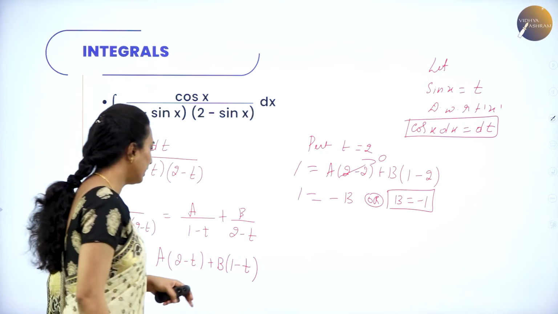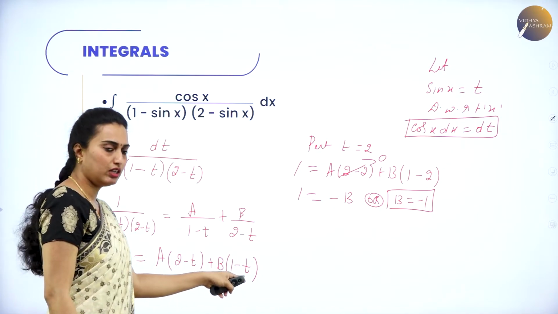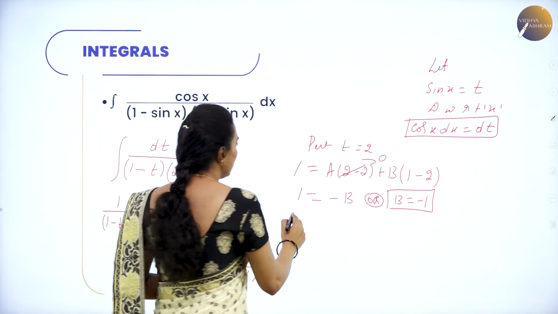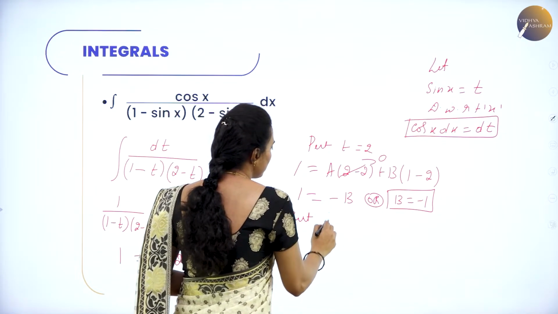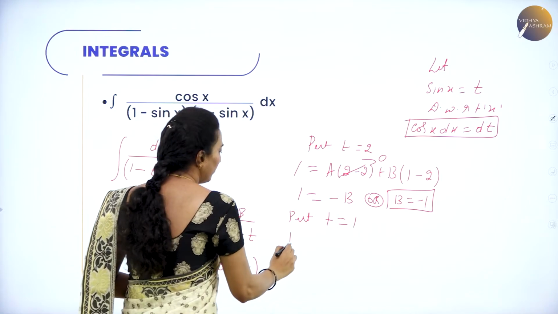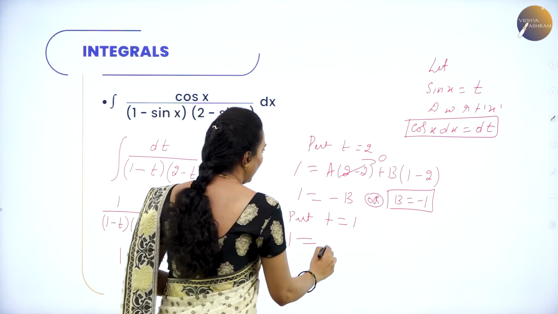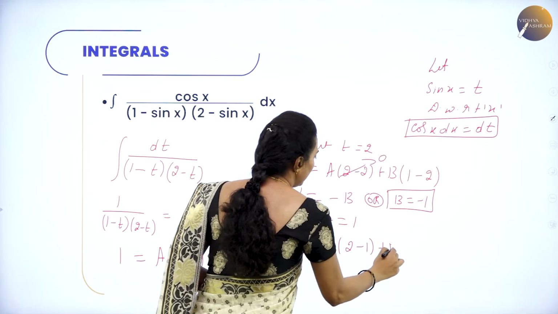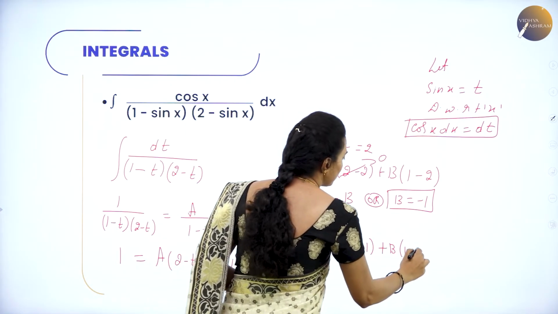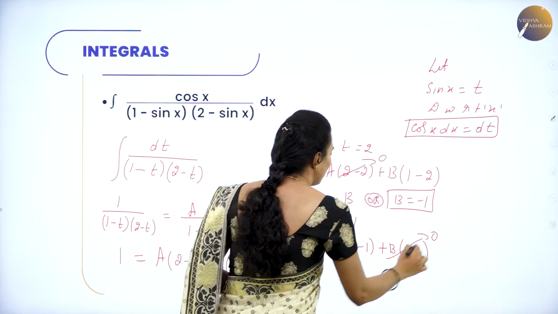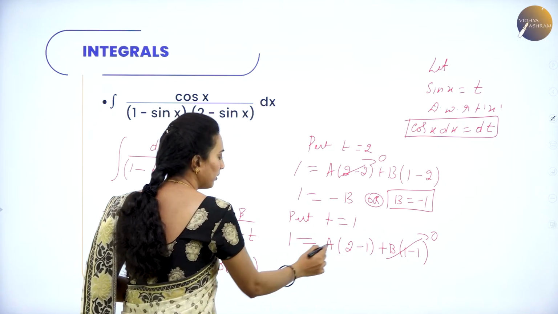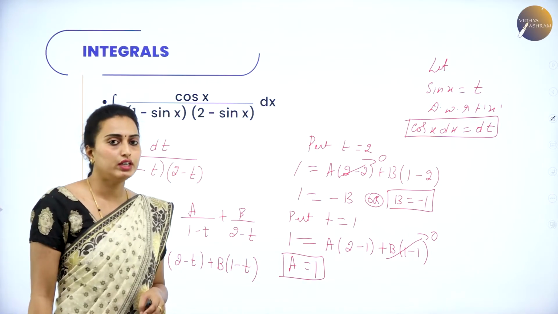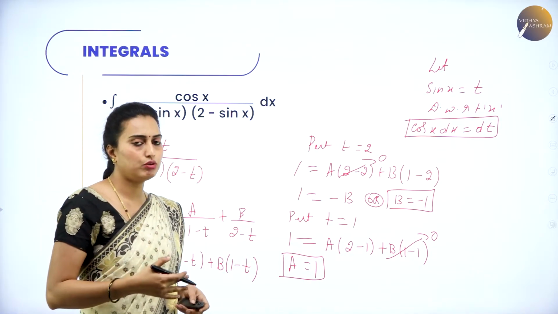Now again, I want to get the b term cancelled. If I want that, I can substitute t is equal to 1. If t is equal to 1, put t is equal to 1. So I have 1 on the left hand side, a into 2 minus 1 plus b into 1 minus 1. So this will become 0. I have 2 minus 1, which is nothing but 1, and 1 into a is a. So therefore a is equal to 1. Now dear students, you got a equal to 1 and b equal to minus 1.